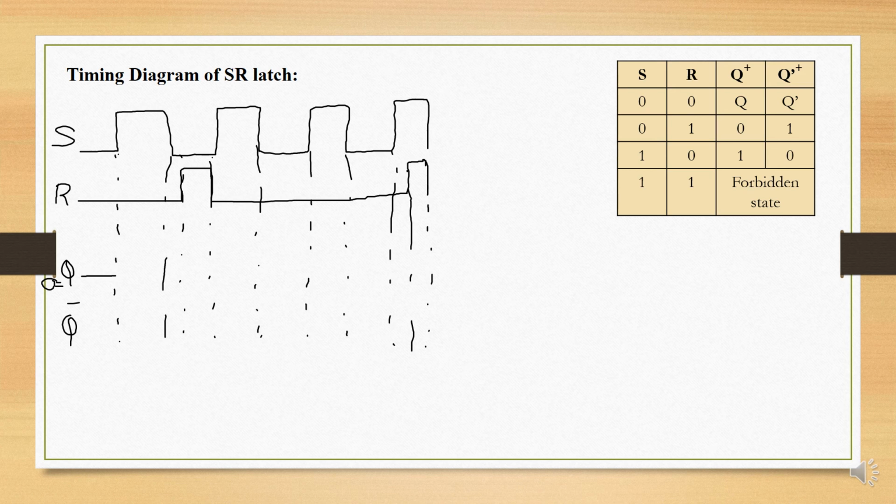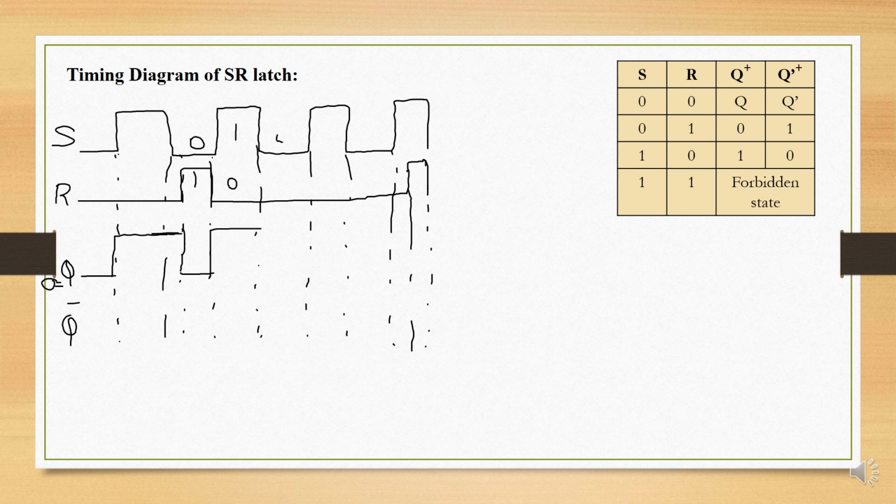The next timing instant, S is 1, R is 0. So the set input is enabled, so it goes to 1 state. The next small timing duration, both the inputs S and R are 0. So it remains in its previous state. The previous state here is 1, therefore it retains the previous state. The next timing instant, the inputs are S is 0 and R is 1. That means you have enabled reset input, so it goes to 0 state. At the next timing instant, S is 1, R is 0. So we have enabled set input, it goes to logic 1.